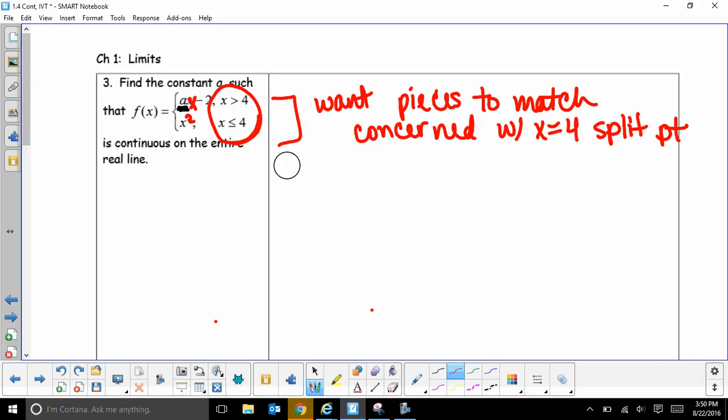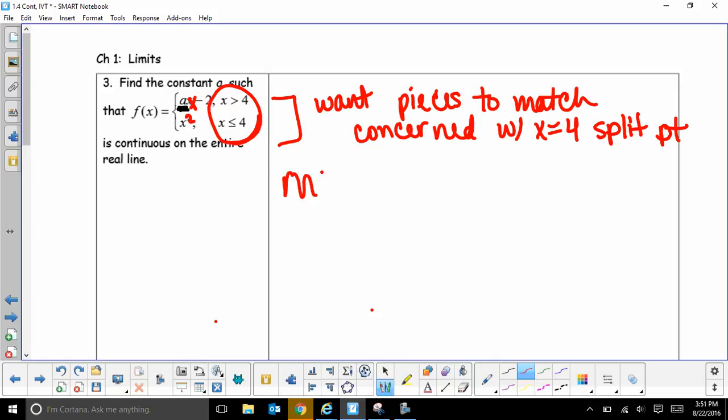If this is for multiple choice work, we would be fine to only include making the pieces match and how that works. So for multiple choice work, we would be fine to talk about, I want the pieces to match at x equals 4. So plug in 4 to both pieces.